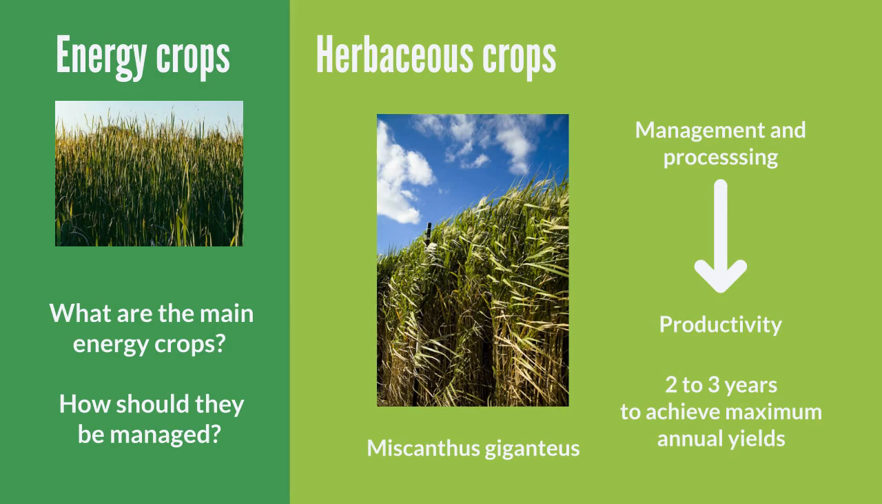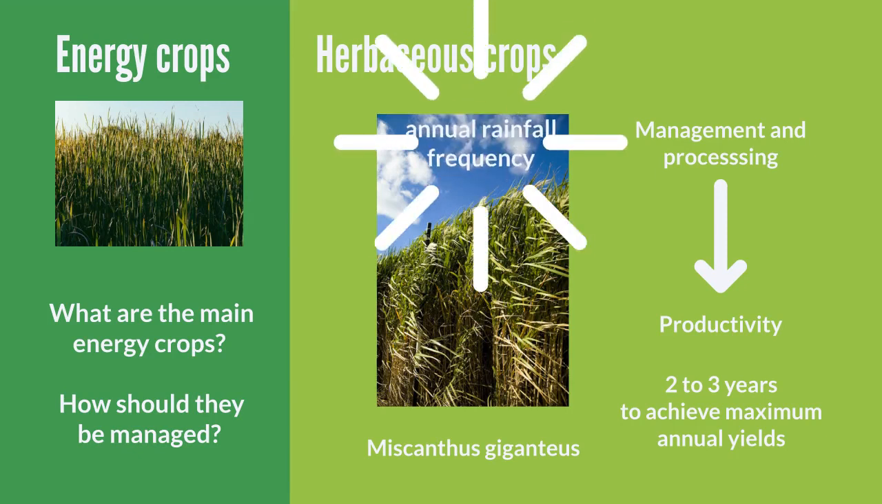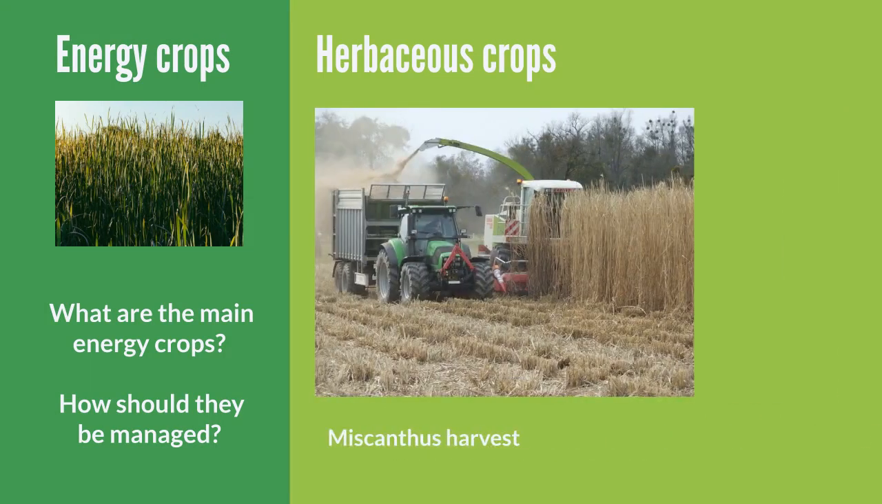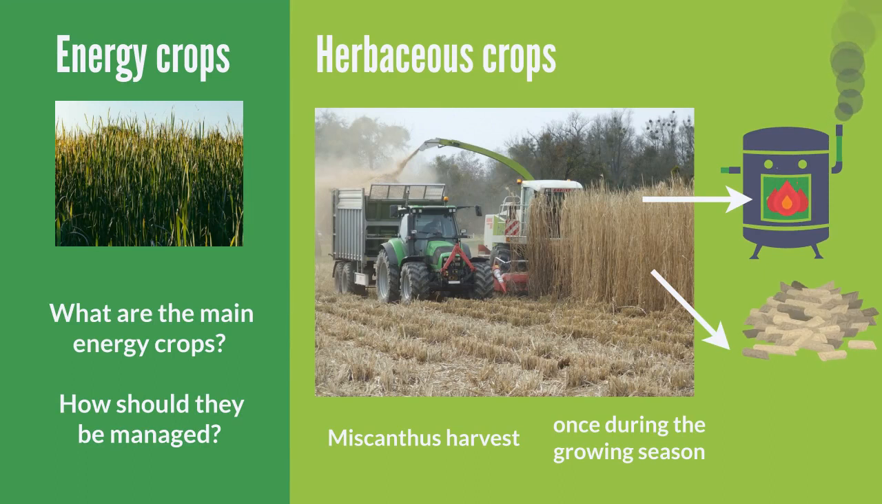For each species, yields are strongly influenced by annual rainfall frequency and soil water retention. Harvesting is usually made once during the growing season and can take place during the winter or early spring. Miscanthus can be burnt directly in biomass boilers, or processed further into pellets or briquettes.